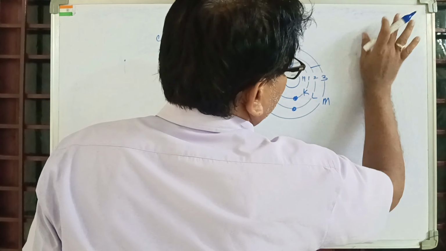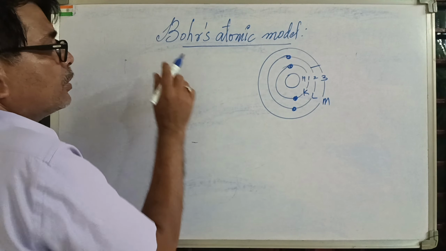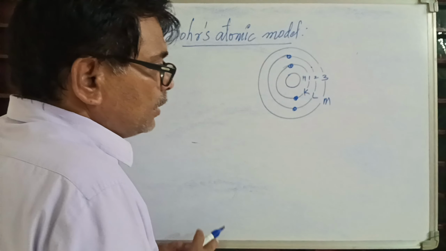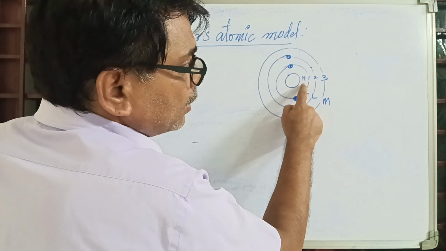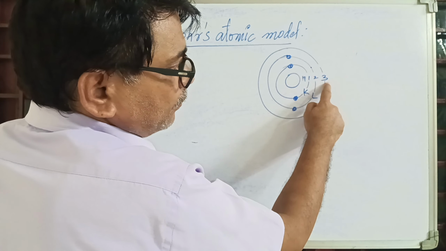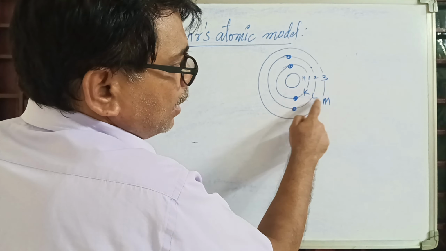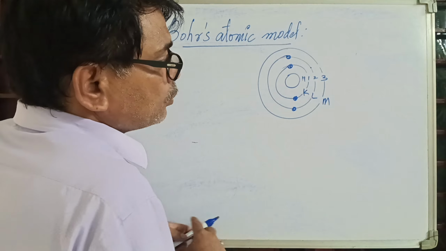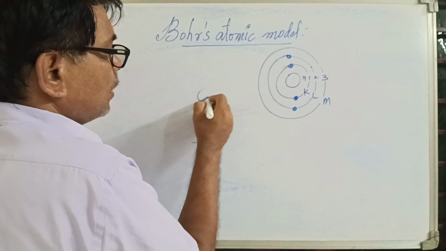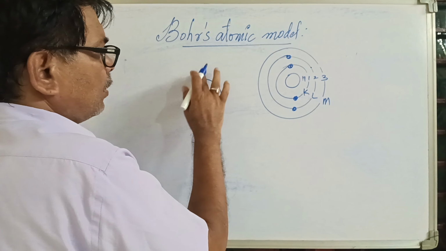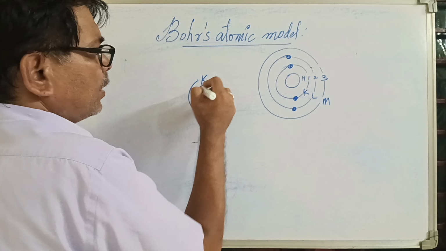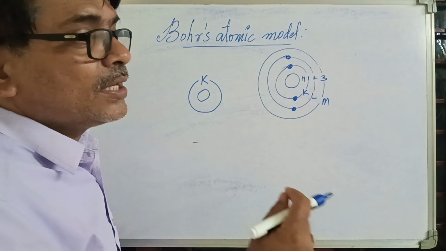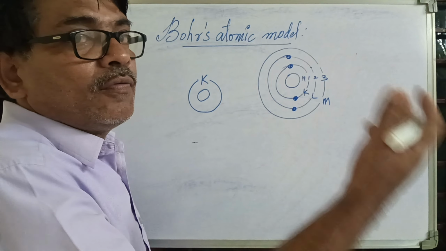The second point is, where did we stop the first point? Stationary orbits or stationary shells. The second point starts there. Each stationary orbit is designated with an n value 1, 2, 3 or K, L, M and so on. Which orbit is nearer to the nucleus? K. In every atom, it will be K. So the orbit which is nearer to the nucleus has less energy compared to the orbit away from the nucleus.